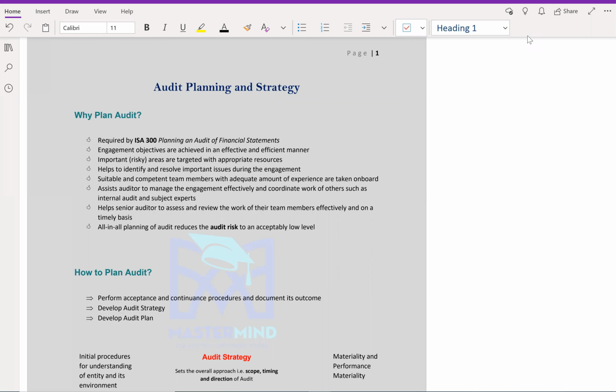Number one, it is required by ISO 300. That's the basic, right? Engagement objectives are achieved in an effective and efficient manner. What are the engagement objectives? To form an opinion on the financial statements, right? Important areas are targeted with appropriate resources. Important means risky because we perform a risk-based audit, right? Helps to identify and resolve important issues during the engagement. Okay, so obviously you can easily target, identify, and resolve important risky areas.